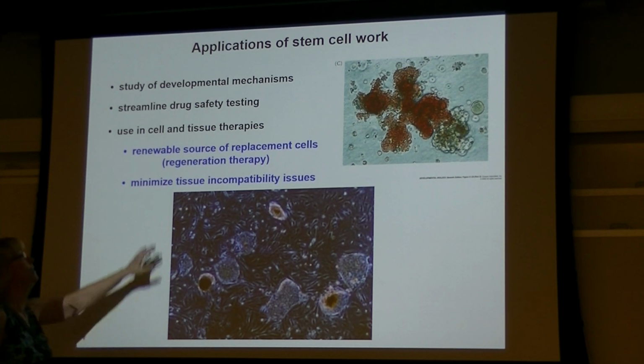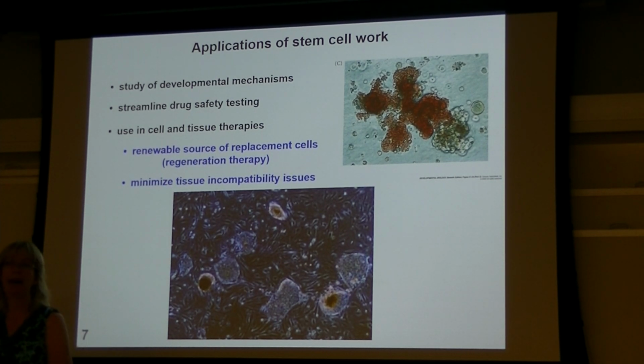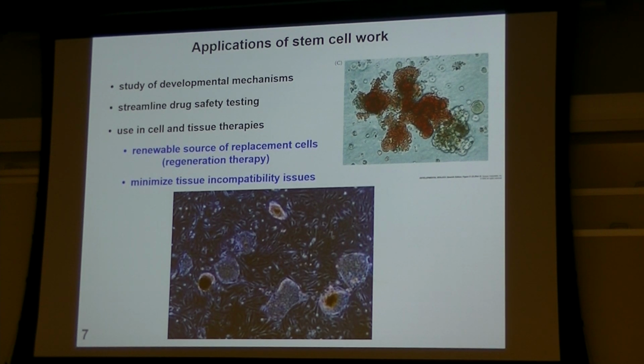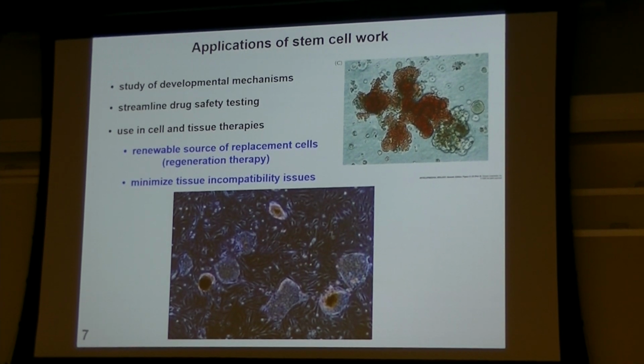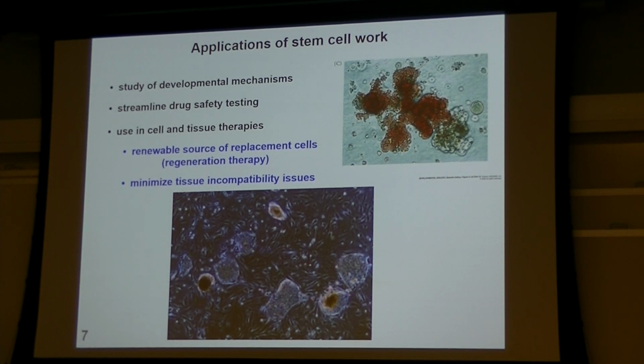So one good thing about it is that you have pretty much an unlimited source of cells. You can always grow more stem cells in culture, and as long as you know how to differentiate them to the cell that you want, and as long as you know how to get them to the place that they need to be, you might have a really amazing tool to replace cells that have died due to disease.